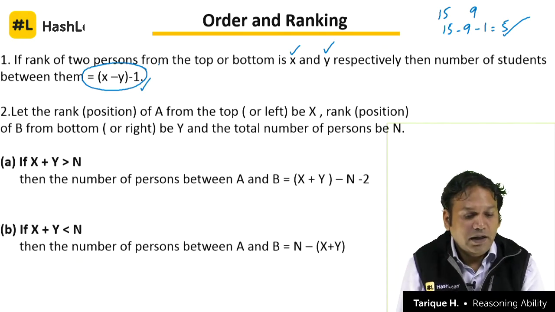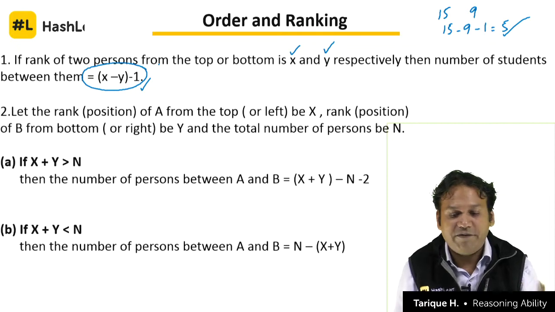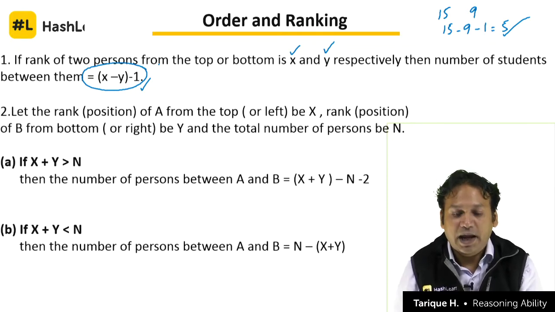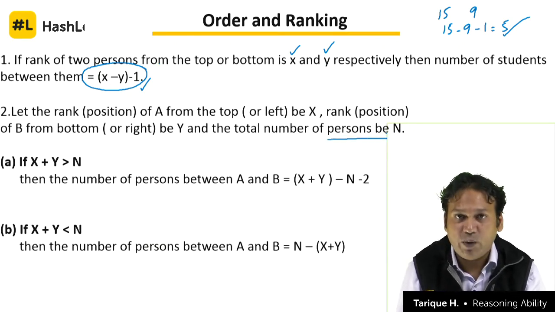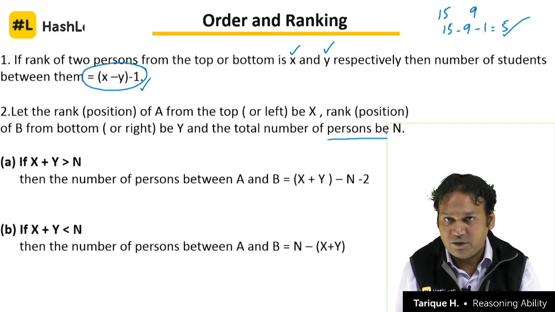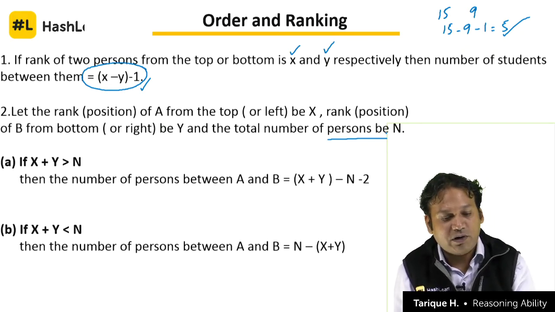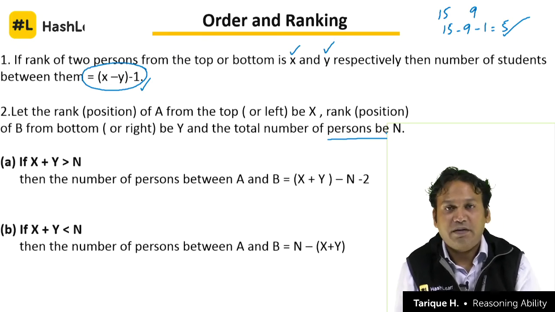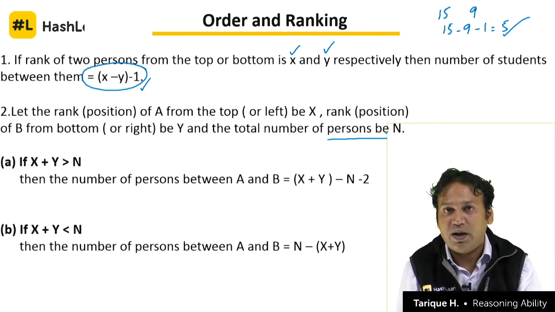Second, let the rank of A from the top be x and the rank of B from the bottom be y, or rank from the left end be x and rank from the right end be y, and let the total number of persons be n. So, three things I am taking. One is rank from top x for one person, and rank of another person from bottom, let it be y, as we have seen in the examples before.